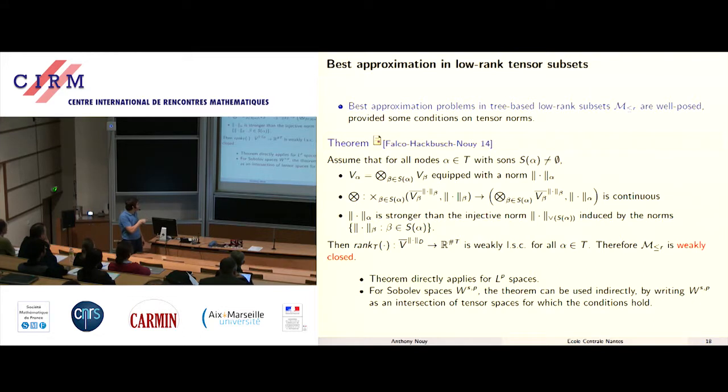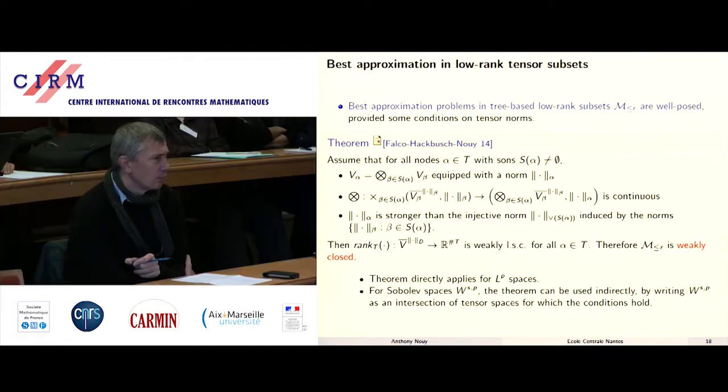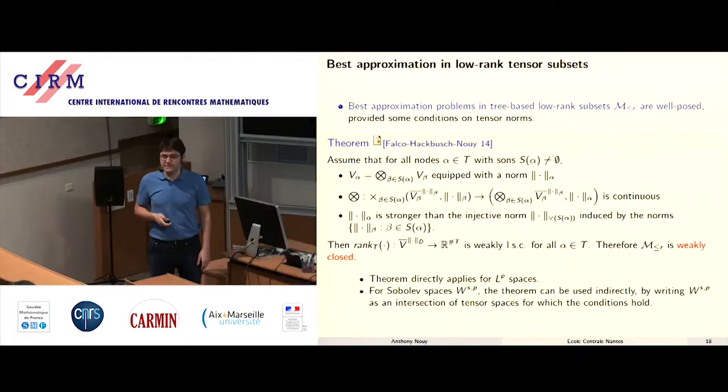And what you can prove also is that for Sobolev tensor spaces, you can also apply this theorem, not directly, but indirectly, by seeing your Sobolev space as an intersection of tensor Banach spaces. So I won't go into the detail of this, but there are positive results for approximation in Lebesgue spaces and Sobolev spaces.